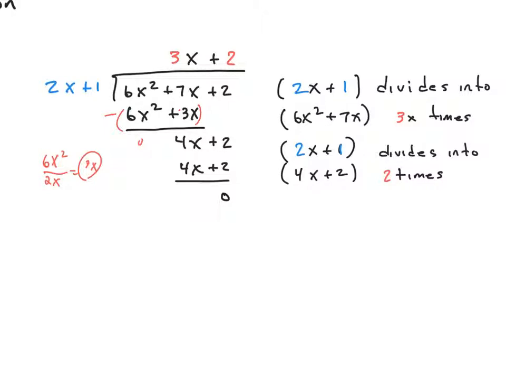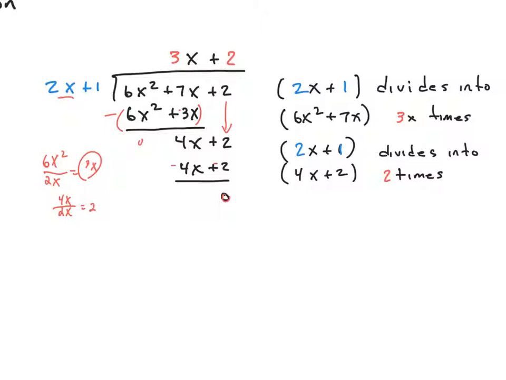So I'm going to carry that down, and I'm going to bring my 2 down, so I have 4x plus 2. And I'm going to divide 2x into 4x. So 2x, 4x, and that is going to give me a 2. So 4x divided by 2x is 2, so I'm going to bring my 2 up here, and I'm going to do the multiplication now. 2 times 2x is going to be 4x, and then 2 times 1 is going to be 2, so it will be 4x plus 2, and go ahead and divide that, and guess what?